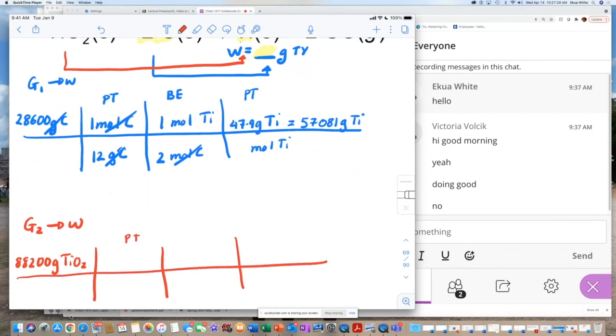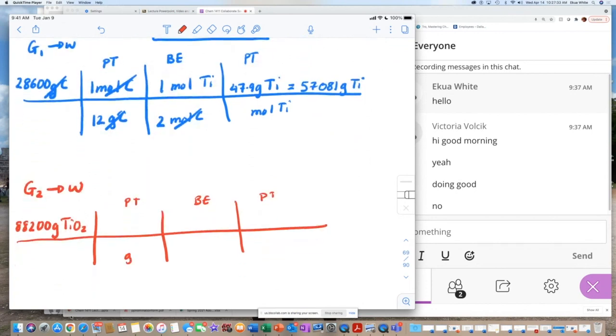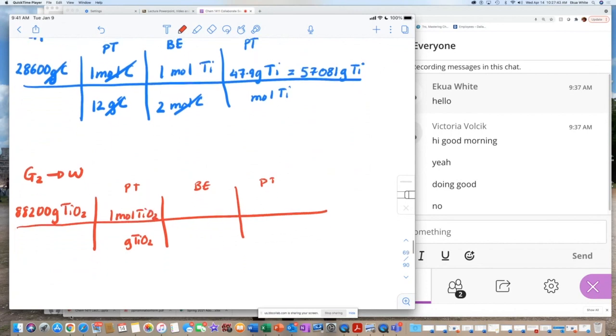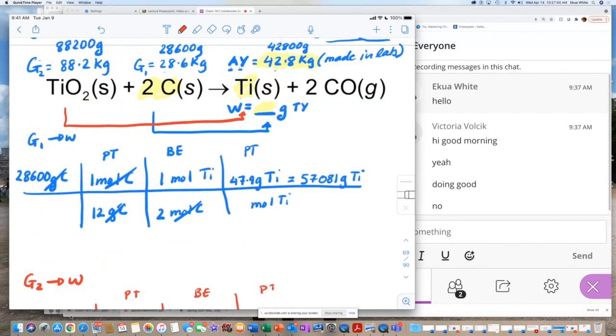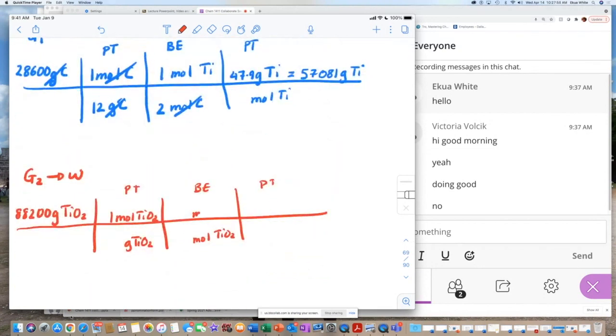Okay, so PT, BE, PT. So grams of titanium 4 oxide, and then here I have 1 mole titanium 4 oxide. And then balance equation, mole TiO2, and that goes with what? This TiO2 goes with Ti. So mole of Ti. I told you towards the end, this one matches, right? Mole of Ti, and then grams of Ti.